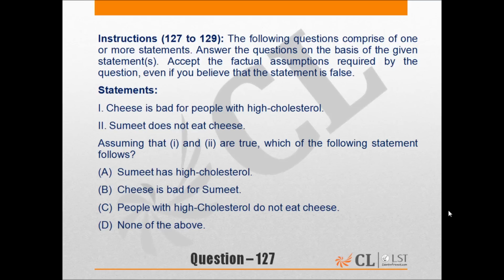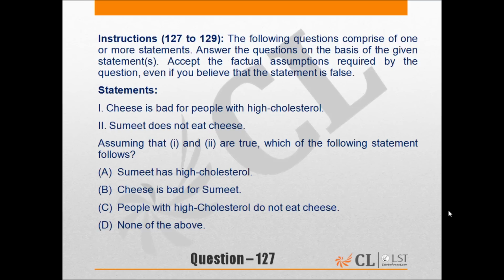For these questions, again, the facts are fixed. As you can see, statements 1 and 2 are fixed. The question then asks, assuming that 1 and 2 are true, which of the following statement follows? For these questions, do not waste your time looking at the options first. Instead, you have to look at the facts first. As you read the facts, straight away try to figure out which conclusions will follow. Then look at the options, see which option matches that or is closest to that. That will be the answer.